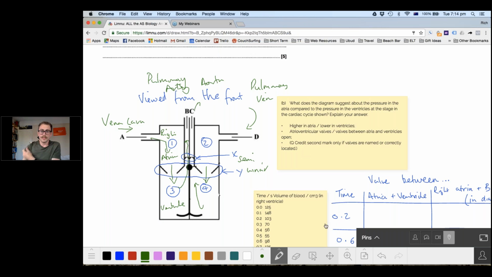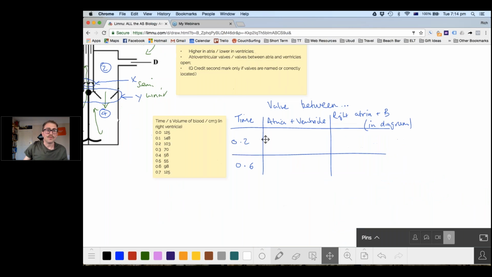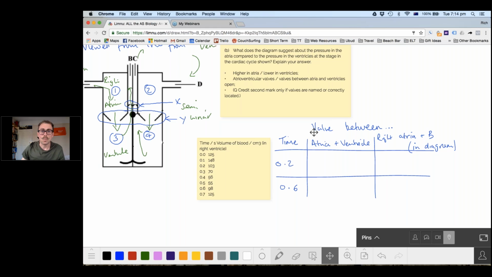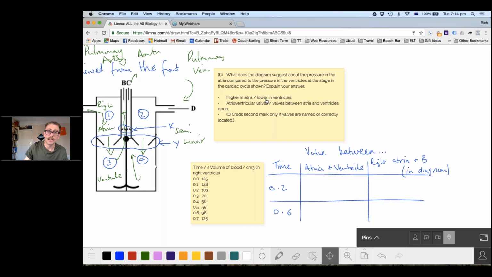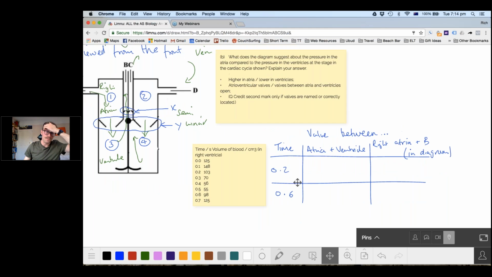Okay, so they like doing questions like this on the valves. The pressure changes here and where. What does this diagram suggest about the pressure in the atria compared to the ventricles at this stage of the cardiac cycle? Explain, give reasons for your answer. The atrioventricular valves are open, which means that the pressure must be greater in the atria than it is in the ventricles. So, because the valve is open, that is the explanation. So higher in the atria, lower in the ventricles, atrioventricular valves are open. 2 marks.